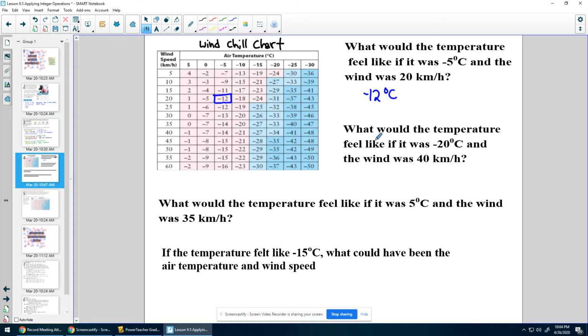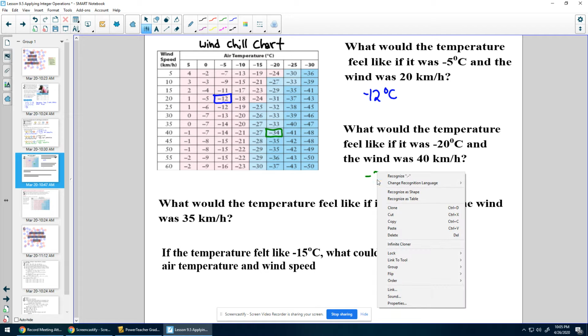Same kind of question. I'll use green for this one. What would the temperature feel like if it was -20 degrees Celsius and the wind was 40 kilometers an hour? So we'll go back to our chart. We got -20. And we're going to go down to find 40 kilometers an hour, which is right here. So -20 and 40 kilometer per hour wind speed. That gives us -30.